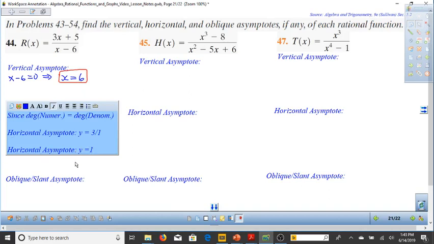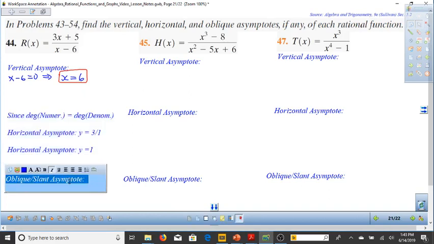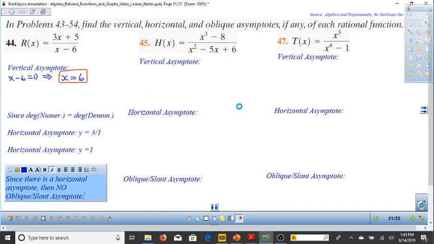Now, since we have a horizontal asymptote, there is no oblique asymptote. So since there is a horizontal asymptote, then no oblique or slant asymptote. And that's that. Let's go on to this one here.